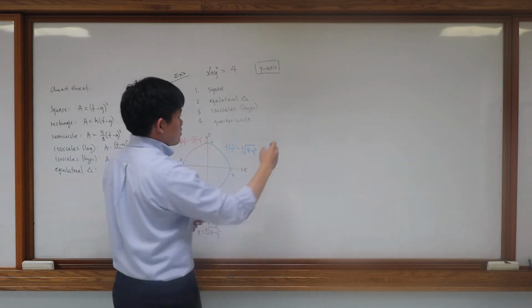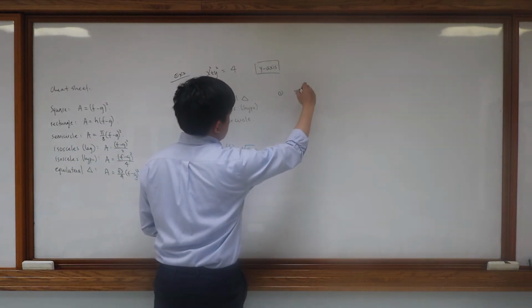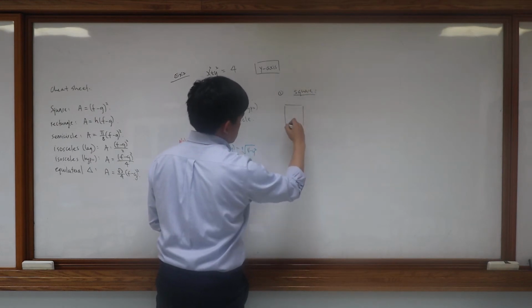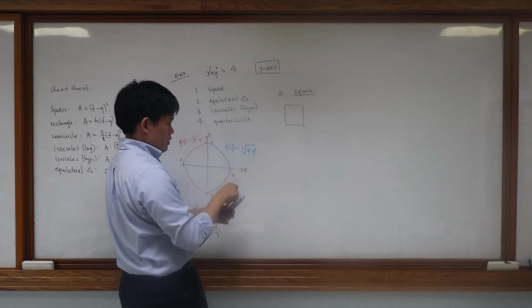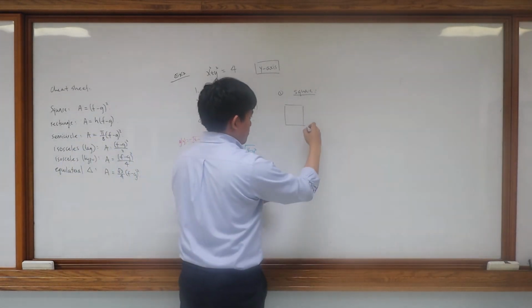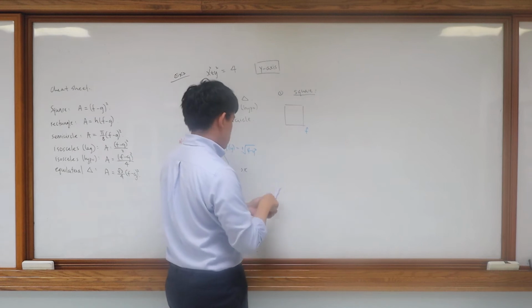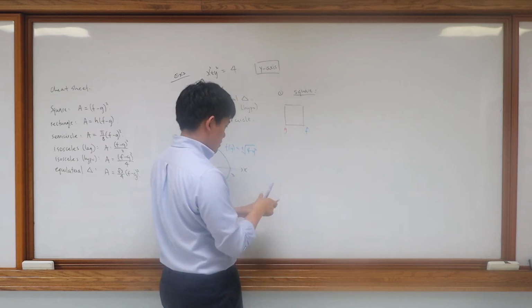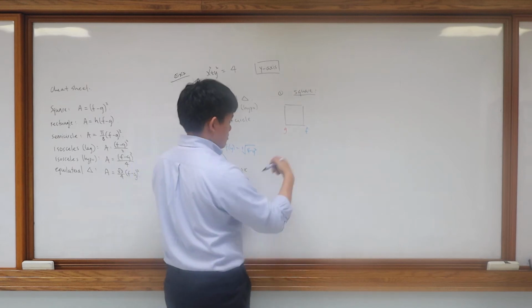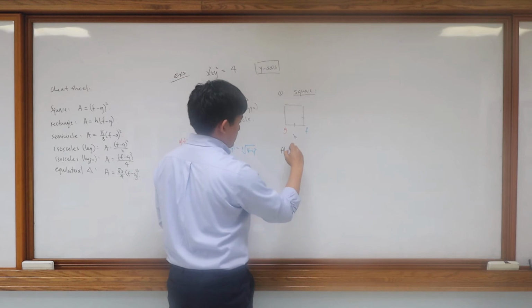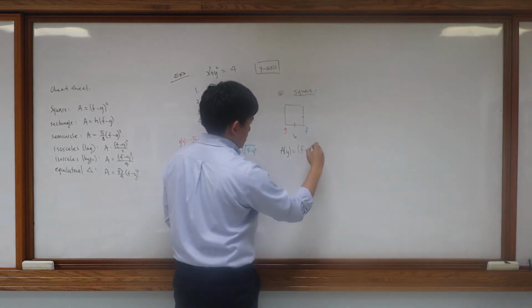Okay? So for number 1, we have a square. In that case, a square looks like this. And then you end up with, okay, so stack them up like this. So the top function is f, my bottom function is g, and that's just my top function minus bottom. This is base, the same thing. So A of y is equal to f minus g squared.